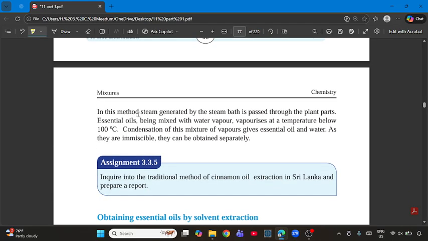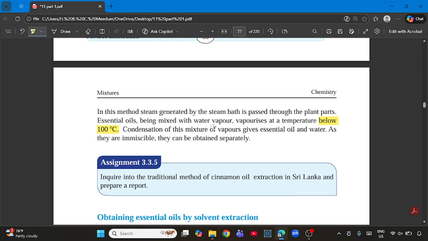In this method, steam generated by the steam bath is passed through the plant parts. Essential oils mixed with water vapor vaporize at a temperature below 100 degrees Celsius. See? Below 100 degrees Celsius, so the volatile components are not destroyed.